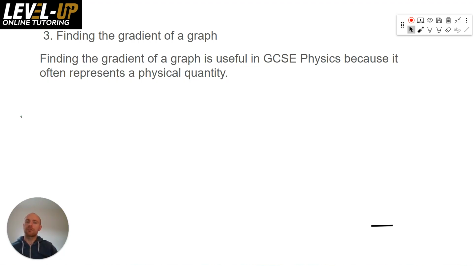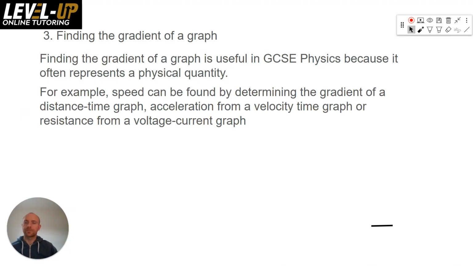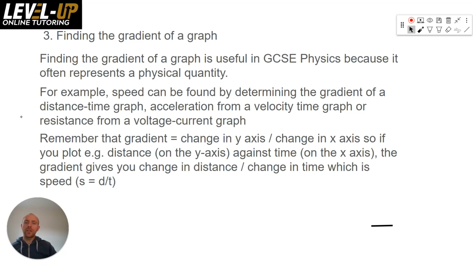But often people are not that great at finding the gradients. So for example, speed can be found by determining the gradient of a distance time graph. Acceleration can be found out by determining the gradient of a velocity time graph, or resistance from a voltage time graph. Lots of different examples. All you need to do is think back again to your maths. Gradient is change in y-axis divided by the change in x-axis.